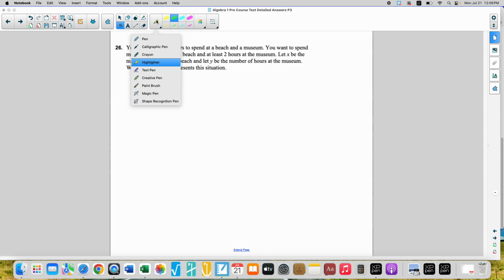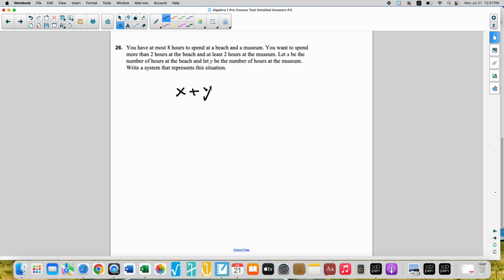Number 26. 26 says you have at most 8 hours to spend at a beach and a museum. You want to spend more than 2 hours at the beach and at least 2 hours at the museum. Let x be the number of hours at the beach, y be the number of hours at the museum. Write a system to represent the situation. You have at most 8 hours to spend at the beach and museum. Well, beach is x, y is museum, so x plus y at most 8 hours. So this needs to be less than or equal to 8. It can be equal to 8, but it can't be greater than that.